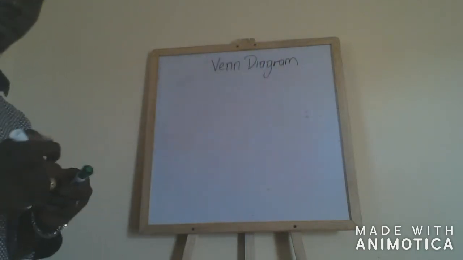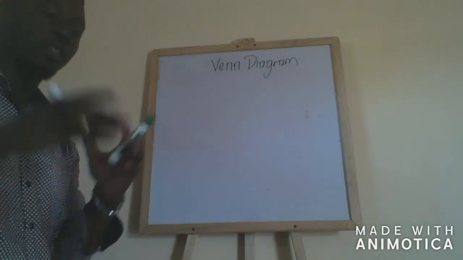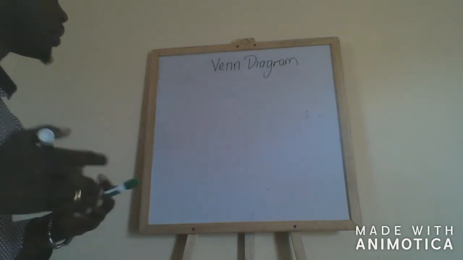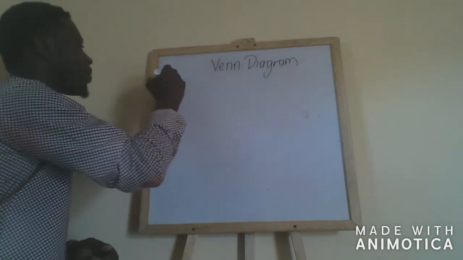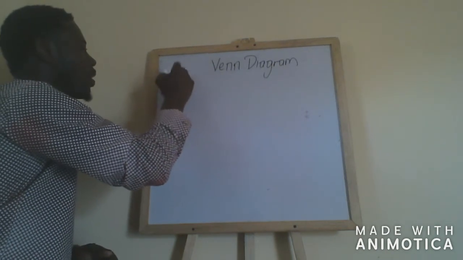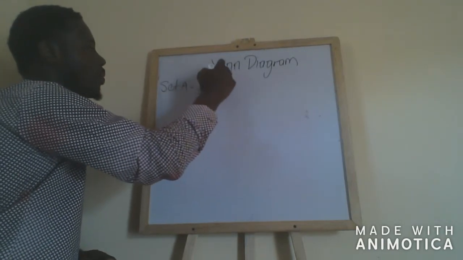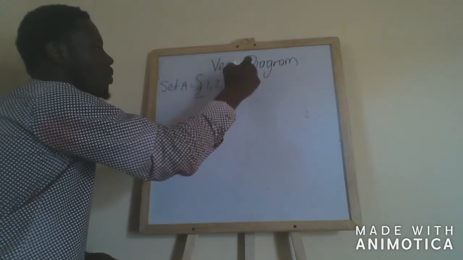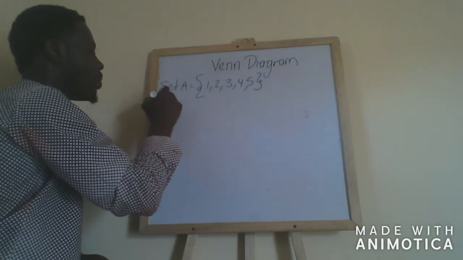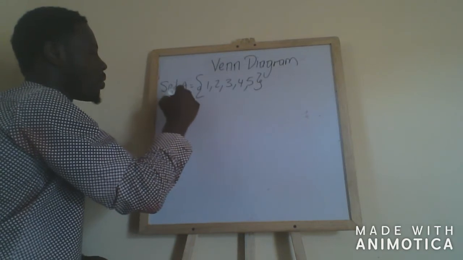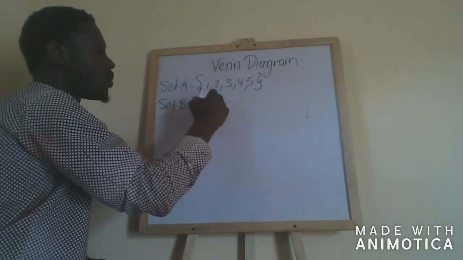Now the Venn diagram is a diagram that we use to represent sets in a pictorial way, and we'll demonstrate it by putting up two sets on the board right now. So we have set A equal, now we have set B equal.